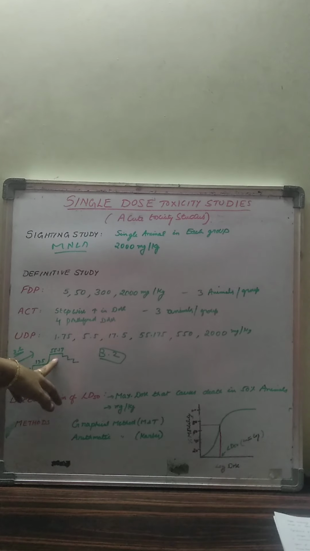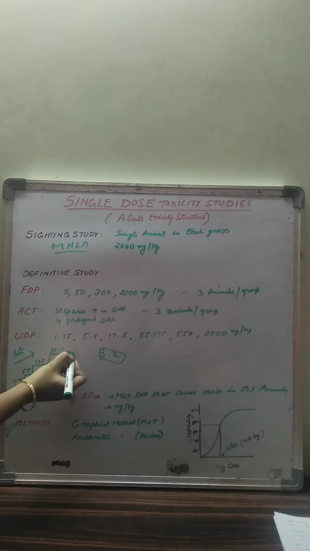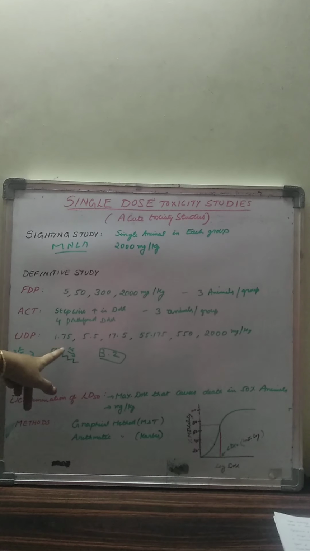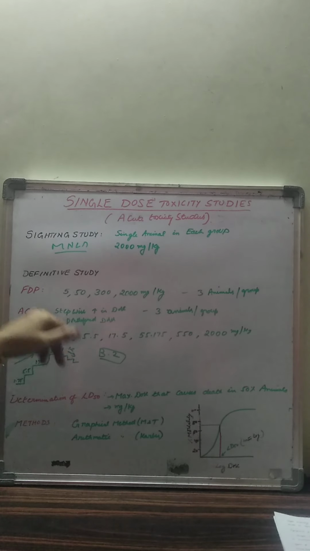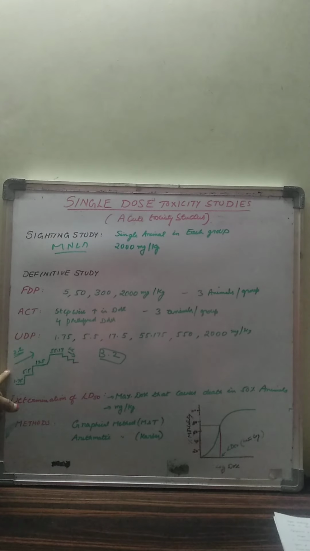But for example, at 55.17 mg per kg dose, you observe mortality in that animal. In such cases, you have to come down. Whenever you are coming down, you have to go with 1.6 decrement. The increment is 3.2 whenever you are going up, because if you go again with the 3.2 decrement, the same dose will come. Somewhere you are missing the toxic dose between these two. That's why you go with 1.6 decrement. Like that, up and down.